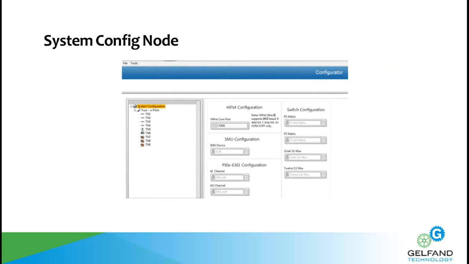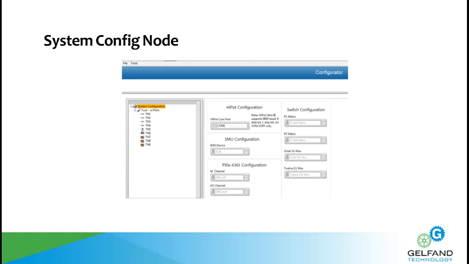So let's take a look at what the configurator actually looks like when you start inserting its subpanels. At the top level, I created my system configuration node. This is information that is generic to my test system. Basically, this is a list of all my VISA and IVI references. So I have an external HiPot tester. I have what COM port it is on. I have an NI 4138 SMU. I have the DC power handle for the SMU. I have my analog input and analog output DAQmx tasks. And then I have a couple of IVI references for my switches. So that's what my system looks like at the system config node level.